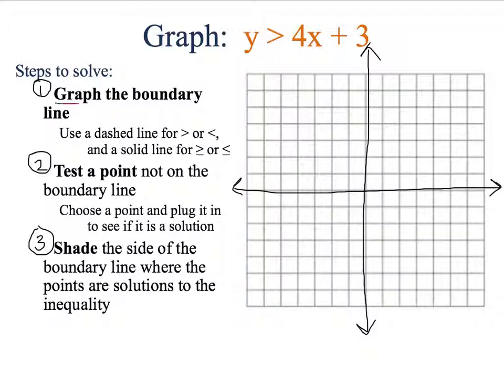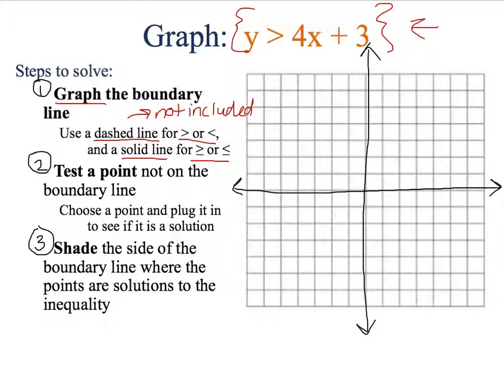The first is to graph the boundary line. The boundary line is this line here. So the first thing you want to do is graph that line. You use a dashed line when you have greater than or less than, and a solid line for greater than or equal to or less than or equal to. A dashed line means that the points on the line are not included, whereas a solid line means that they are included.